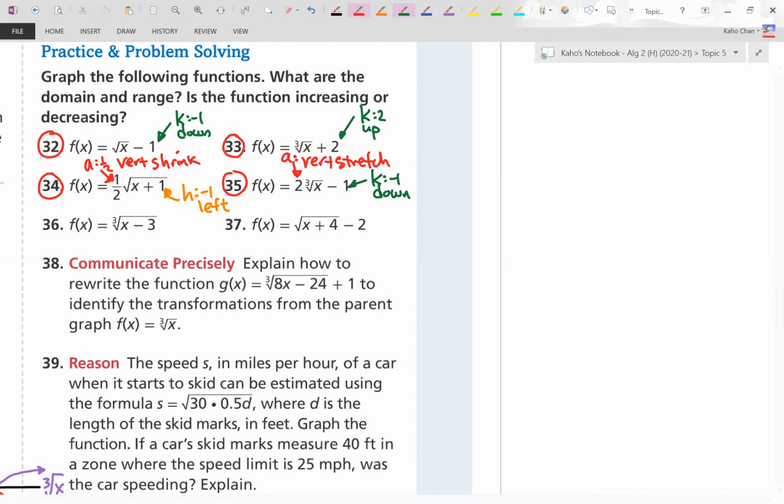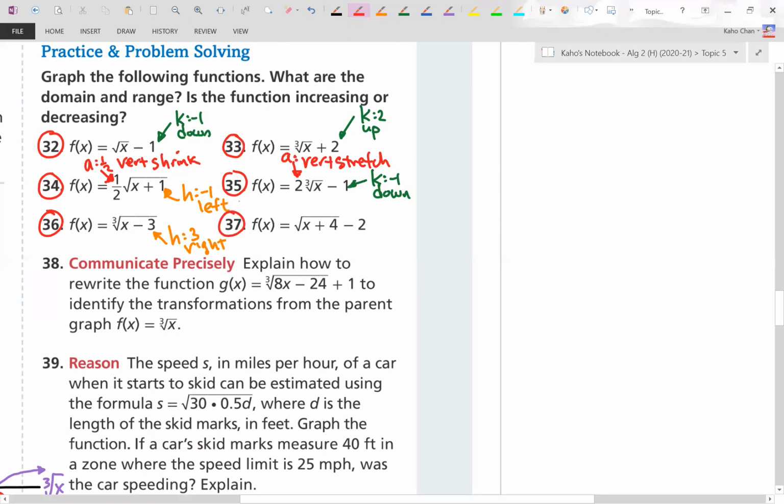Number 36. That is a cube root function that has -3 on the inside. Is +3 as an H value. This is going to the right. Okay, great.